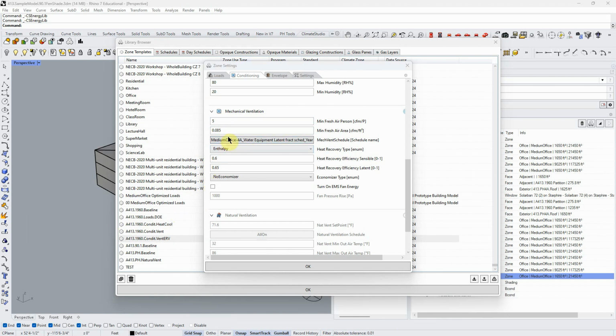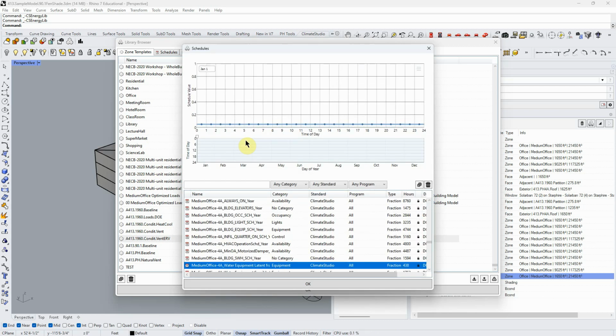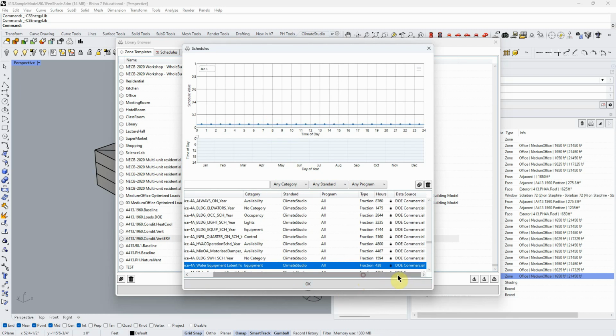So I updated to a standard level the amount of fresh air we're bringing in. Then I scheduled it, and I did that using a standard schedule. Let's see what it actually is. It's this Medium Office 4A from the DOE Commercial Library.